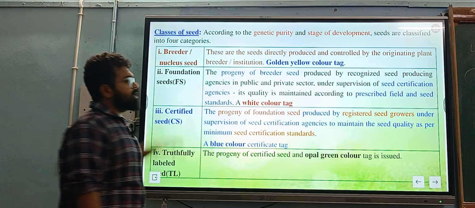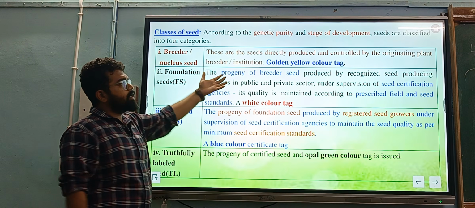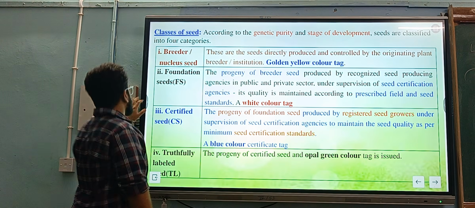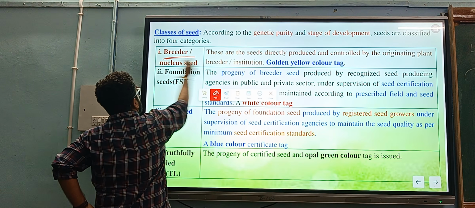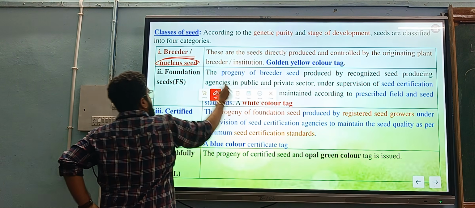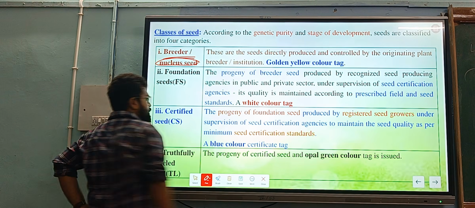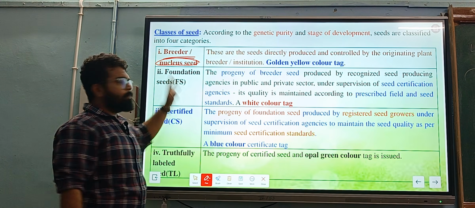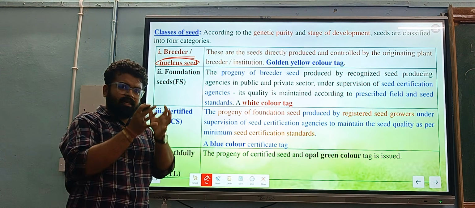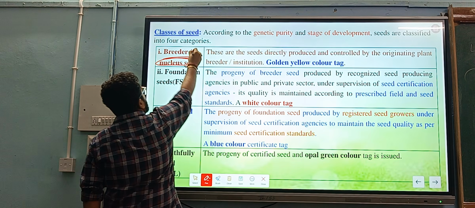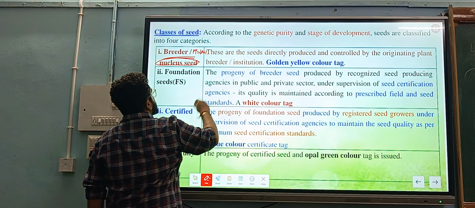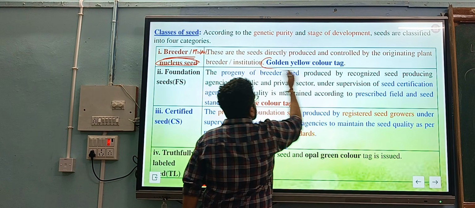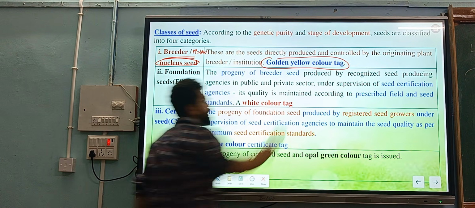four classes, categories based on the genetic purity and the stage of development. The first is the breeder seeds. Breeder seeds, also called nucleus seed, are developed or produced under the supervision of a plant breeder, and these are in very small quantity, and the purity percentage of breeder seed should be 100%. It is stored with a golden yellow color tag.